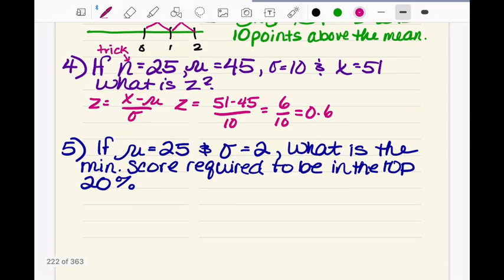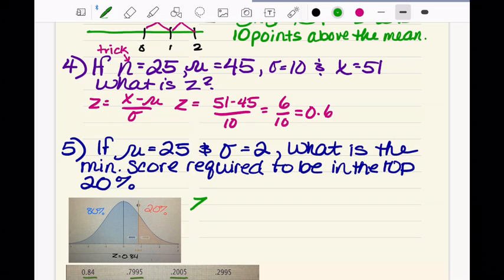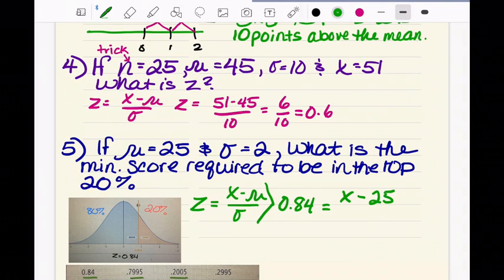If our mean is 25 and our standard deviation is 2, what is the minimum score required to be in the top 20%? We know that our z critical for the upper tail of 20% is going to be z equals 0.84. So we'll plug that into our z equation and solve for x. So x minus 25 divided by 2 equals 0.84.